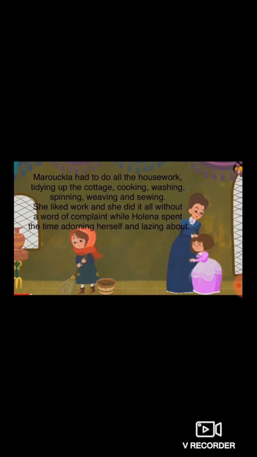Even then, Helena and her mother scolded and rated and abused Marukla. Even though Marukla used to do all kinds of work, her stepmother and Helena scolded and rated and abused Marukla every day. And they both envied her. Envied means jealous. They were so jealous of Marukla that one day they decided to throw Marukla out in the freezing cold to get rid of her.